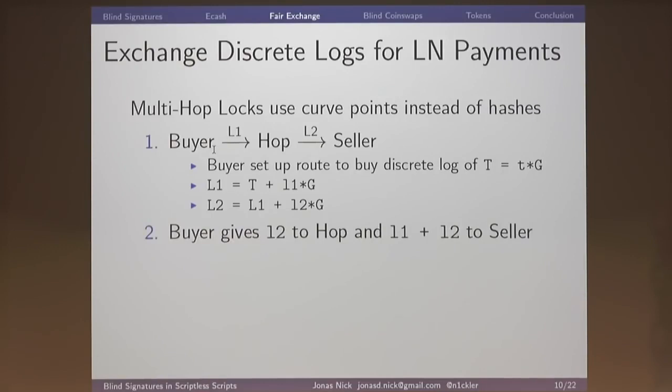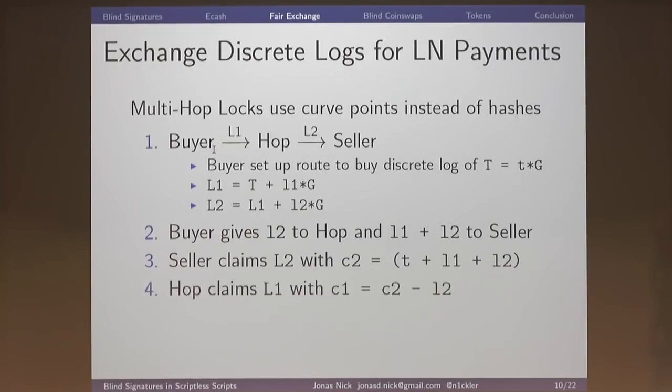Then, while setting up this route, the buyer gives l2 to the hop and l1 plus l2 to the seller. And now the seller knows how to claim the payment, because now it knows the discrete logarithm. The discrete logarithm is just t plus l1 plus l2. t it already knew before, l1 plus l2 it got from the buyer. Now the hop sees c2 and can compute c1, which is the discrete logarithm of L1. And the buyer, seeing c1, can now compute t by just subtracting l1 from c1. So yeah, that's basically it.